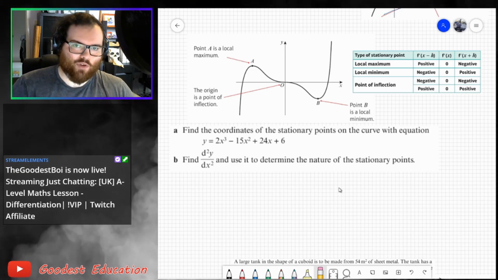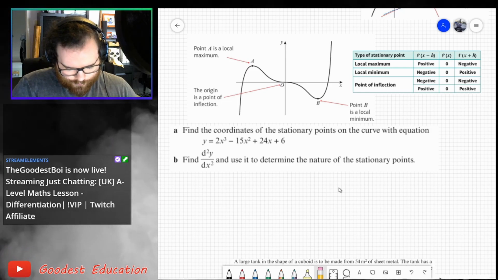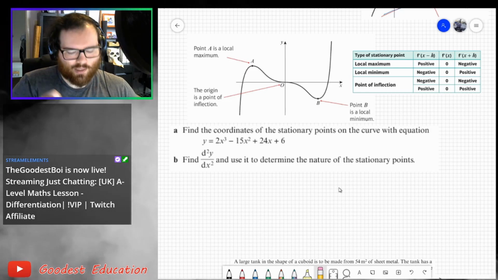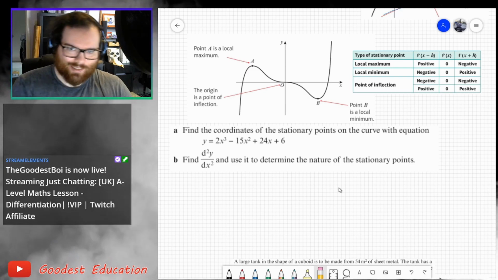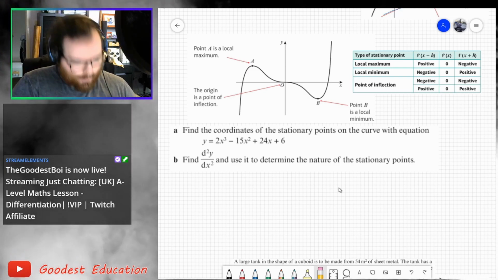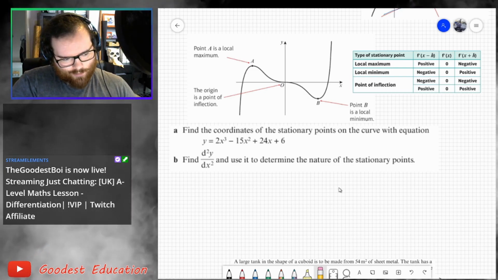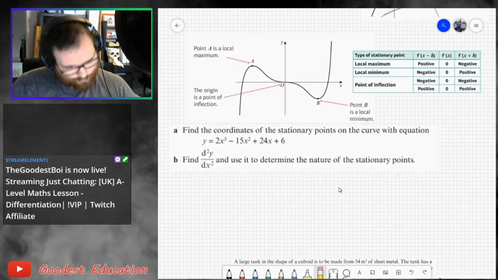So if the rate of the change of the gradient is positive, it means that the gradient is increasing. If the rate of the change of the gradient is negative, then it means it's decreasing.